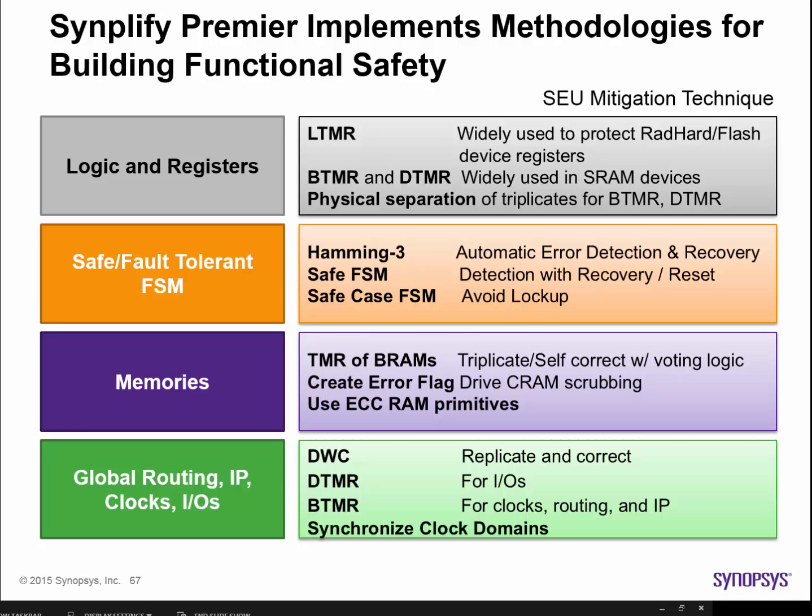Higher level macros in the design, for example, finite state machines, will also need protection to avoid lockup and incorrect behavior. And this can be done using, for example, Hamming 3 encoding to detect and correct errors in the FSM state register, and by the creation of error mitigation strategies implemented via safe FSM and safe case FSM techniques, all covered in the FSM video.